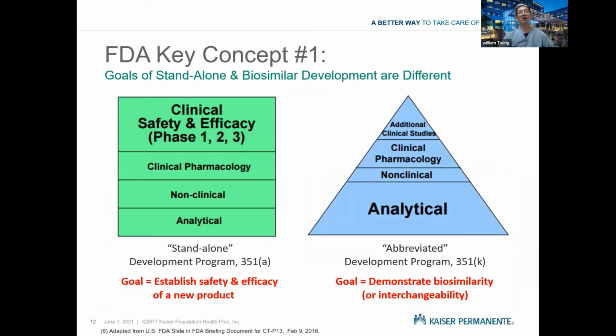So there are 5 key concepts that the FDA came up with. Again, for the standalone, which is the original product or the reference product, how does that compare to the biosimilars? Because biosimilars are just looking at similarity. They're not looking at an exact pathway to develop a new drug. And again, it's demonstrating biosimilarity and interchangeability. Now, interchangeability is also another key word.